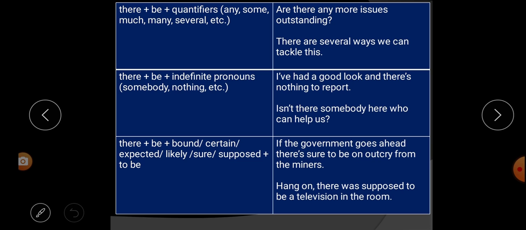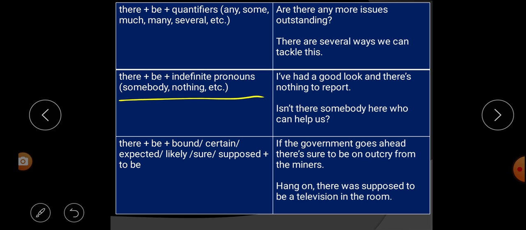Second example: there are several ways we can tackle this. Look here. First of all, introductory there, thereafter the be verb are, next the quantifier several. So there are several ways we can tackle this. So in this way also we can use introductory there.